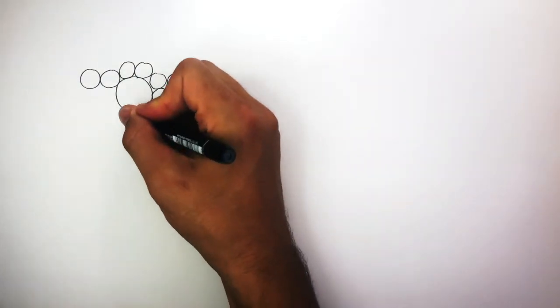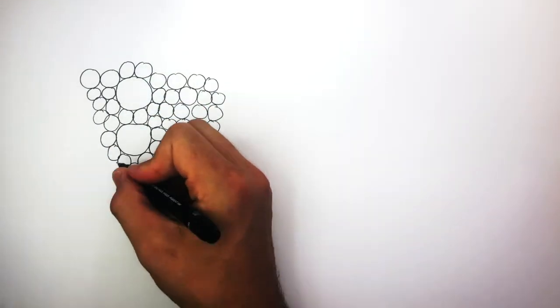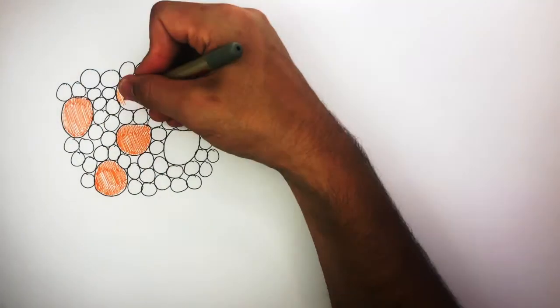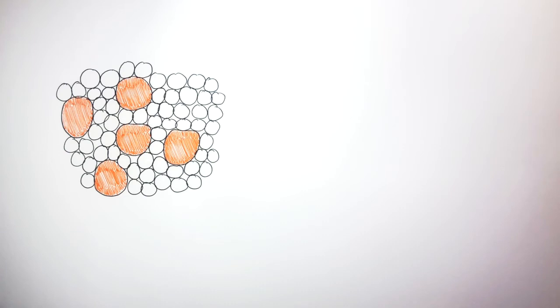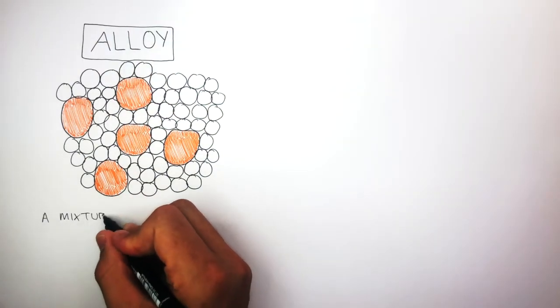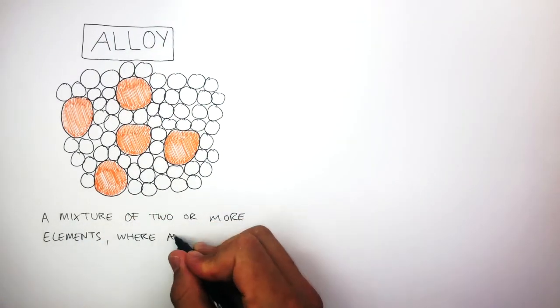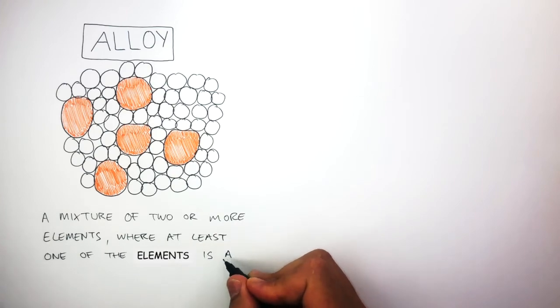Now, this particle diagram represents an alloy as there are different atoms mixed together where at least one of those elements is a metal. So an alloy is a mixture of two or more elements where at least one of the elements is a metal.